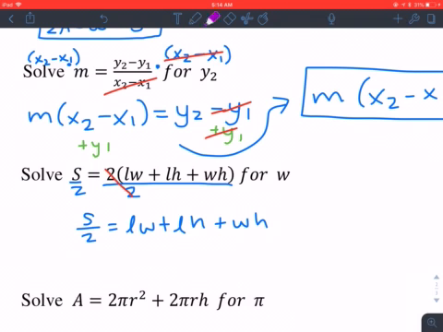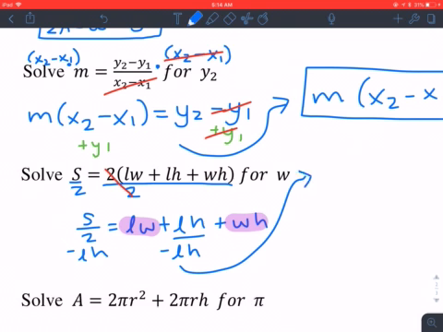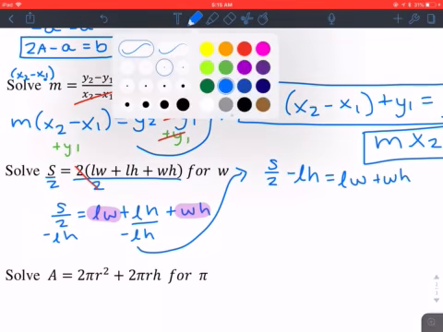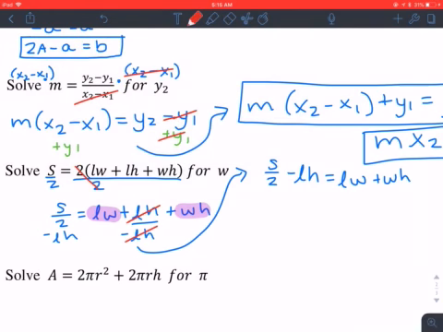Okay, now I notice 2 of these terms have W's in them, and the other one does not. So I'm going to go ahead and get rid of the one that doesn't have a W, because the whole point is to get the W by itself. So for right now, I have S divided by 2 minus LH equals LW plus WH. So my LH minus my LH is just 0.